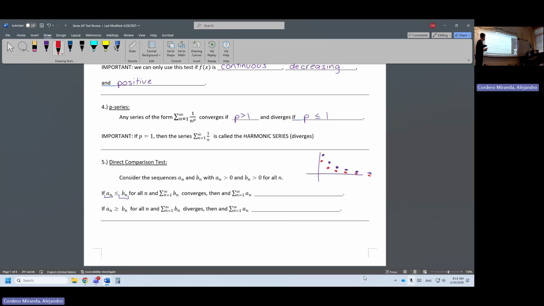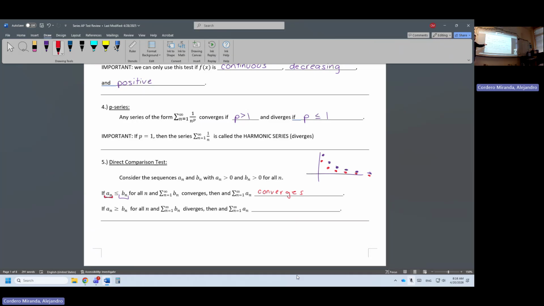So this says if your series is less than, let me make that red. If the red series is smaller than the purple series and the purple series converges, then of course the red series will also converge. That one is a simple idea, but it's hard to explain, to convey what it's saying. But hopefully I did an okay job.